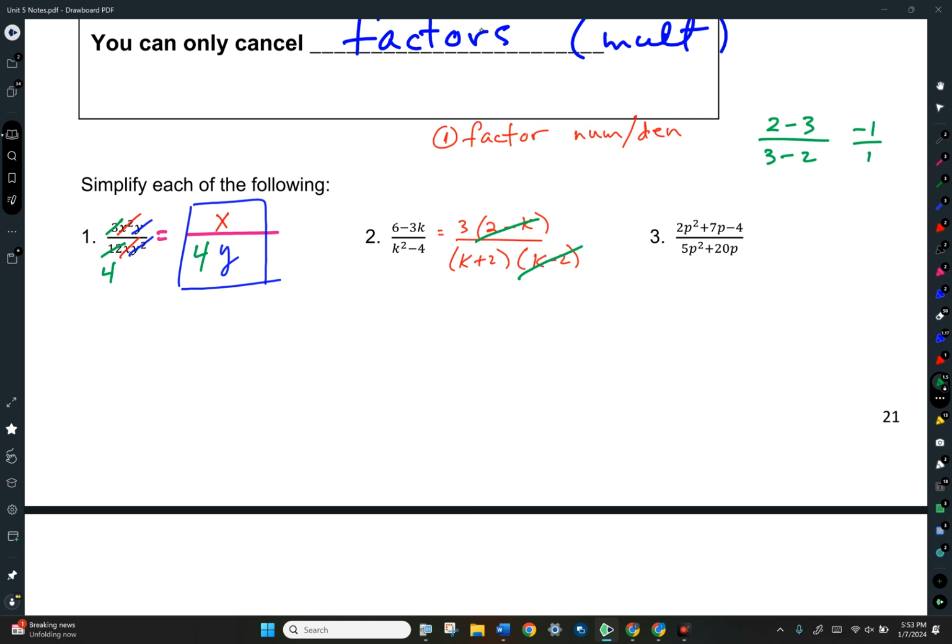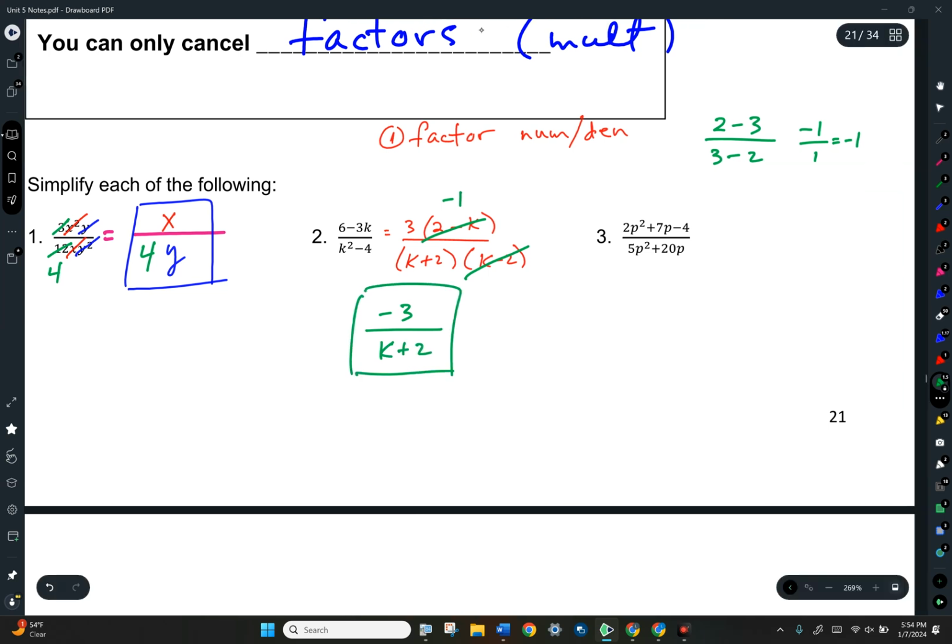Okay, so let's go a step further. How would I simplify negative 1 over 1? Well, doesn't that just equal negative 1? So all that to say, it's okay to cancel these, but you're going to leave a negative 1 in place of one of them. It's like canceling a 3 and a negative 3. It's okay to cancel, but you're going to leave a negative 1. So what I actually have here on top is negative 3, and on the bottom I have k plus 2. So that's my simplified answer.